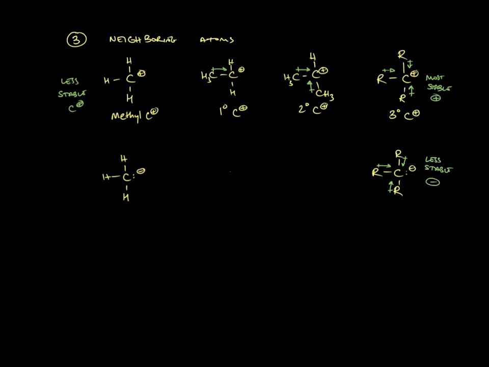minus charge. What would be nice would be if that carbon was next to something electronegative. So if a C- was next to, say, an O, that guy would inductively pull electrons away, which makes it more stable. All right, so again with a C-, we can compare that methyl C- versus a primary C- versus a secondary C- versus a tertiary C-.